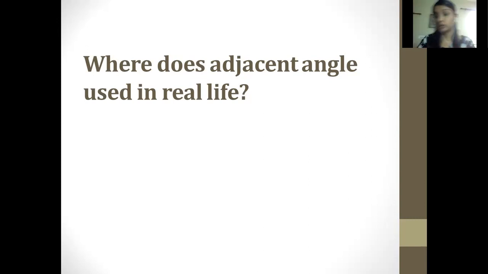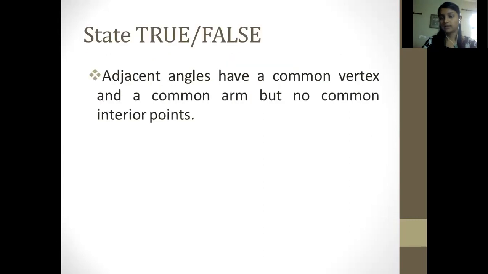You can also write one thing about the real life examples. Here's a question in front of you. You have to answer between true and false. Adjacent angles have a common vertex and a common arm, but no common interior points. Just understand the question carefully. They are saying that adjacent angles have a common vertex and a common arm, but no common interior points.